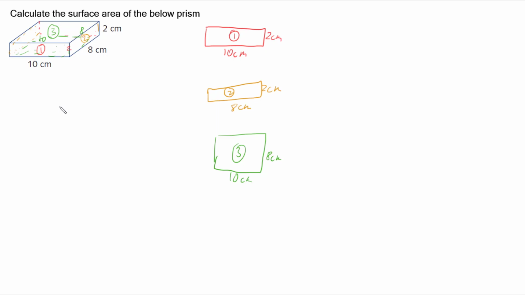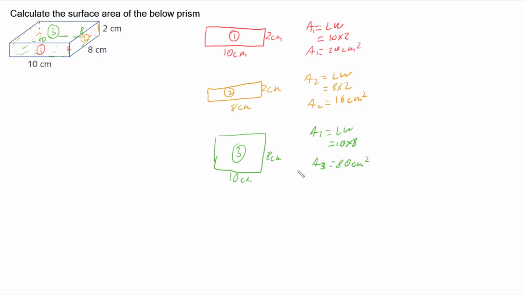So let's go and work out all the areas of these, because that's what I need to do to get surface area, because the surface area is the area of all the sides combined. So the area of my first rectangle, which is given to us by length times width, is going to be 10 times 2. So my first area is 20 centimeters squared. My second area is also a rectangle, so we're going to do 8 by 2, and so that's going to give us 16 centimeters squared. And the third rectangle is going to be 10 by 8. So we have 80 centimeters squared.